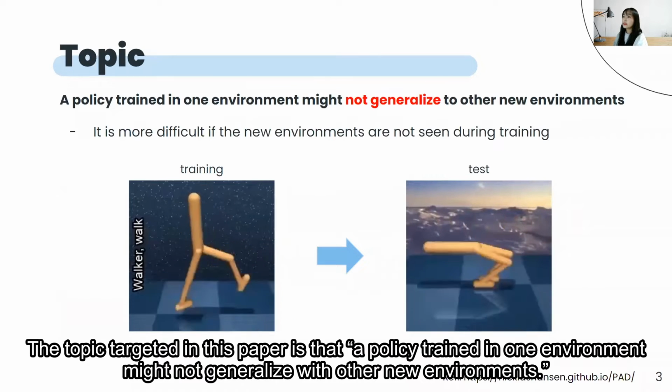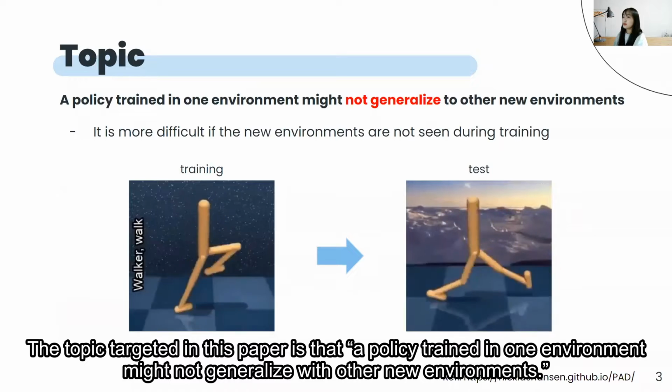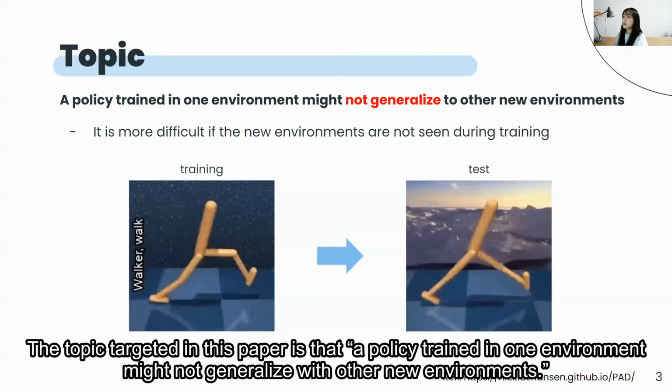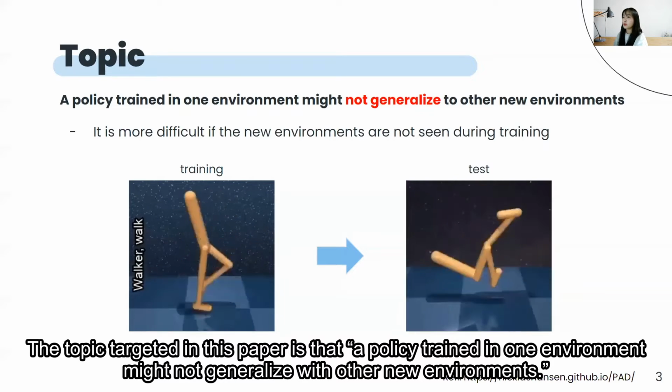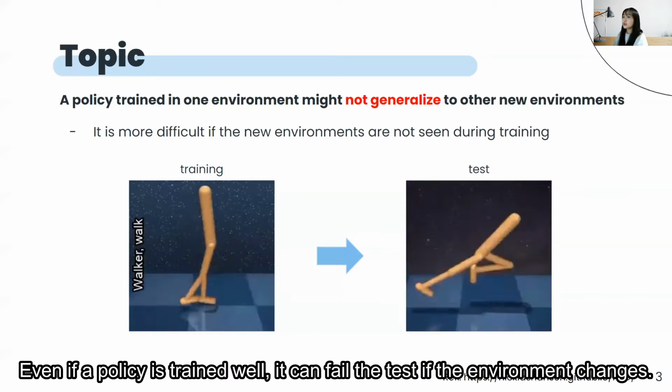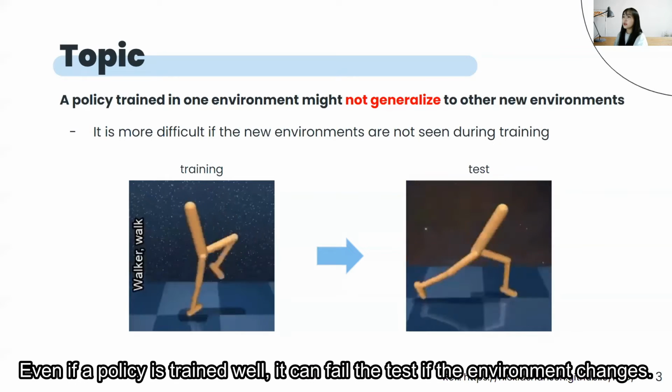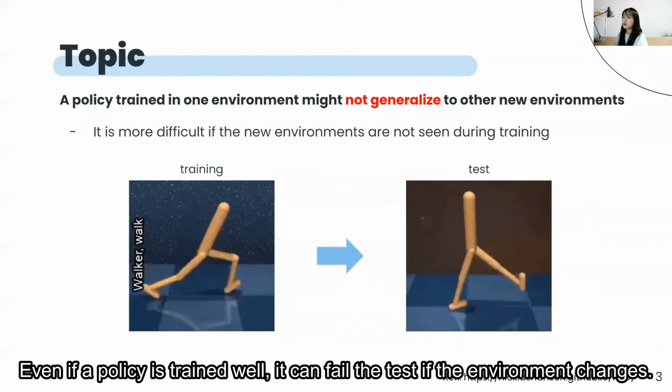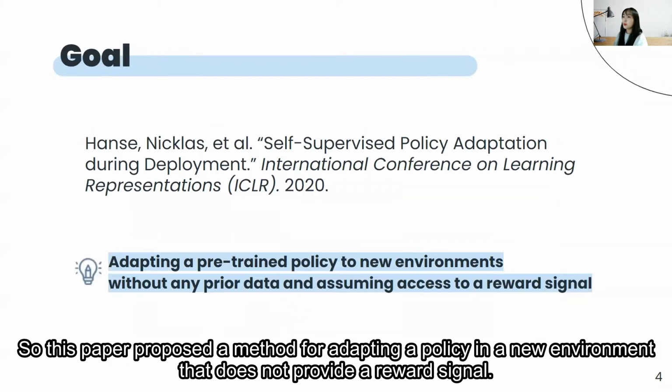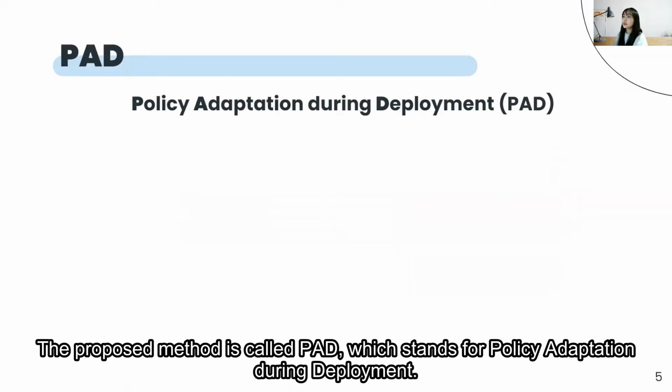The topic targeted in this paper is that a policy trained in one environment might not generalize to other new environments. Even if a policy is trained well, it can fail the test if the environment changes. So this paper proposed a method for adapting a policy in a new environment that does not provide a reward signal. The proposed method is called PAD, which stands for Policy Adaptation During Deployment.